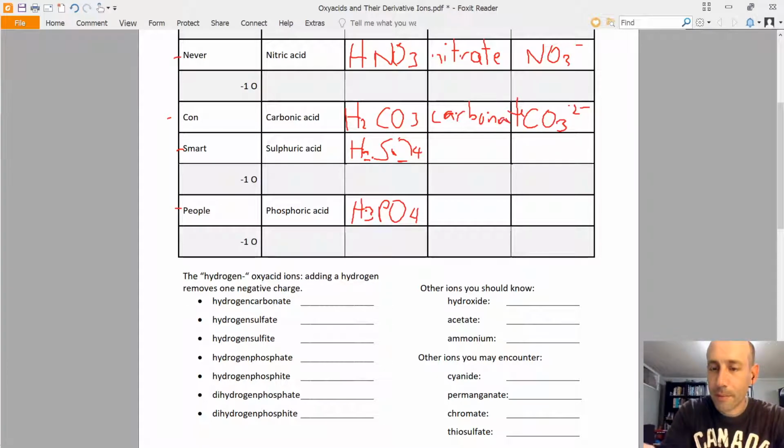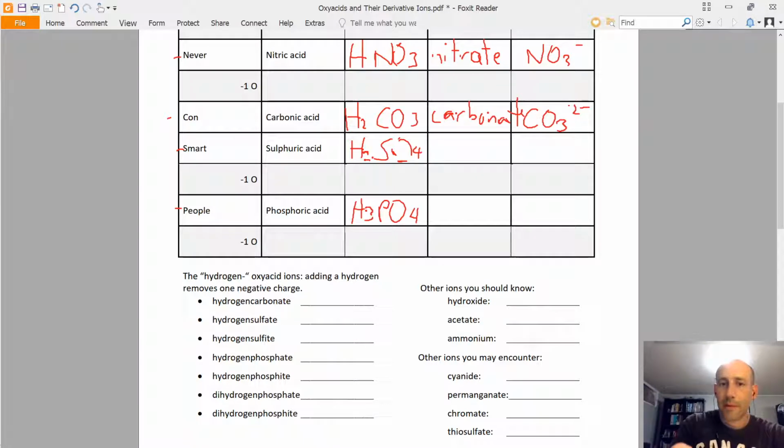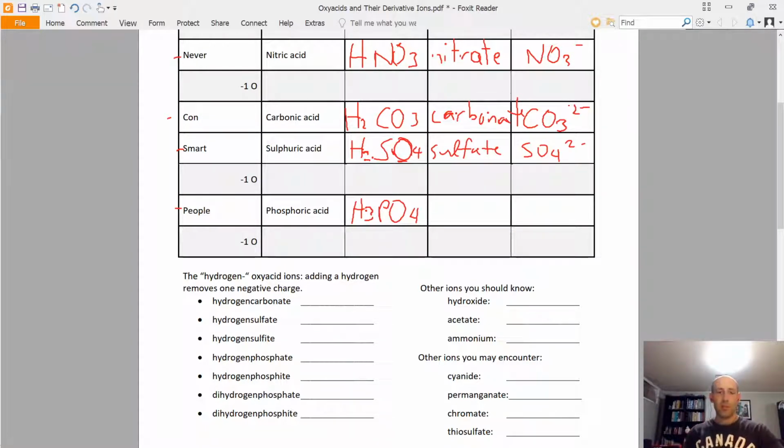carbonate. Good. All right, let's go to the next one, H2SO4. So this will give us the SO4 2 minus ion, right? 2 negative charge because 2 hydrogens got lost, and it's going to be called the sulfate ion. You can write it with an F or a PH, it doesn't matter. And phosphoric acid is going to give us the phosphate ion, which is PO4, and it's going to have a 3 minus charge because we removed 3 hydrogens.